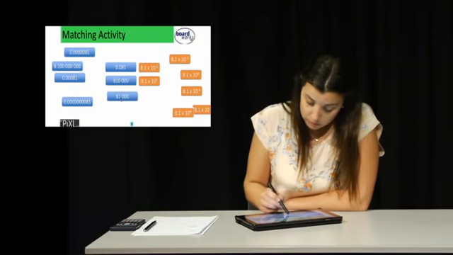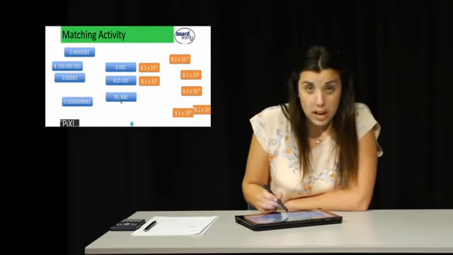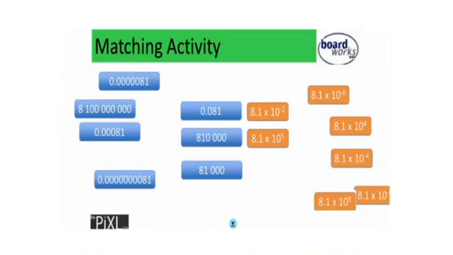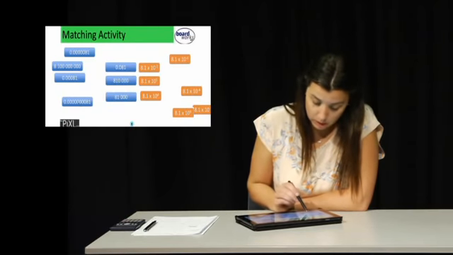Another big number, slightly smaller than the number we had before. 81,000. So positive power again. Our decimal point starts here and we're going to move 1, 2, 3, 4 places to the right. So we're looking for here 8.1 times 10 to the power 4, positive 4.